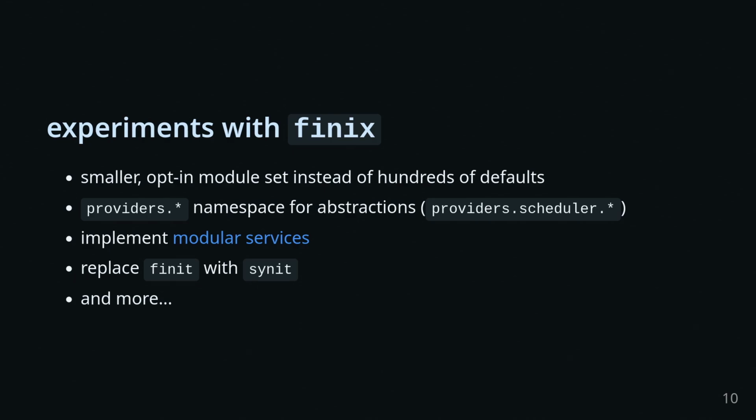So a smaller opt-in module set instead of hundreds of defaults. I think a lot of NixOS users understand the evaluation pain that we go through. And one of the proposed solutions to that is a smaller opt-in module list. Well, if you start from scratch, trust me, you don't have a lot, so problem solved. It worked out really well.